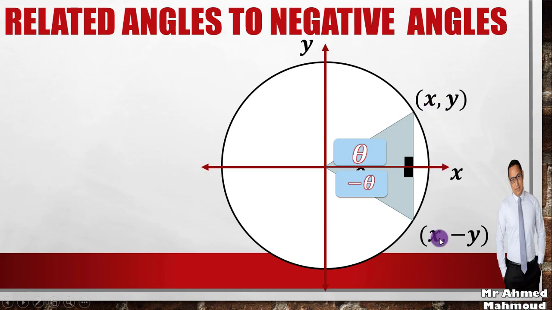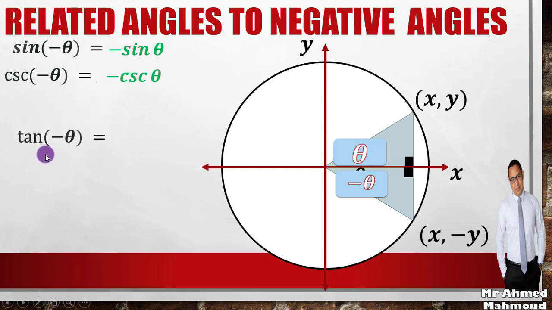So cosine theta is exactly the same as cosine negative theta. Cosine theta and cosine negative theta are equal, but sine theta and sine negative theta have opposite signs. So sine negative theta equals negative sine theta. And cosec, which is 1 over sine, follows the same rule as sine, so cosec negative theta equals negative cosec theta. And tan theta equals y over x, and here tan negative theta equals negative y over x, which equals negative tan theta. And cotan has the same rule as tan: cotan negative theta equals negative cotan theta.